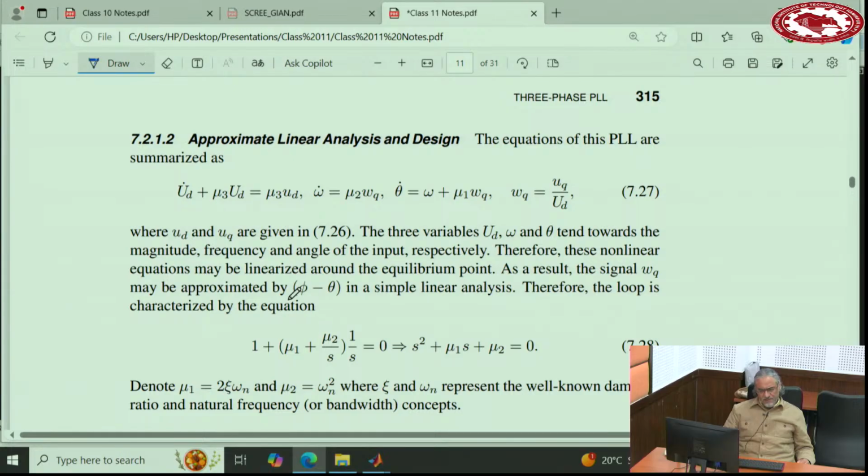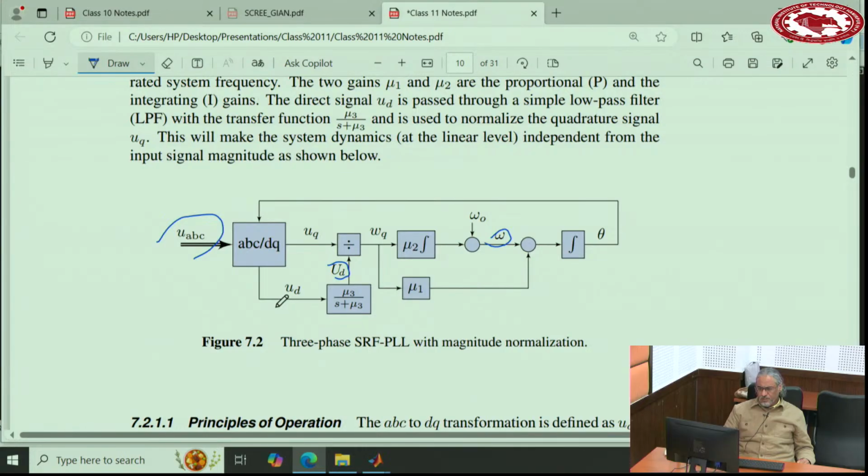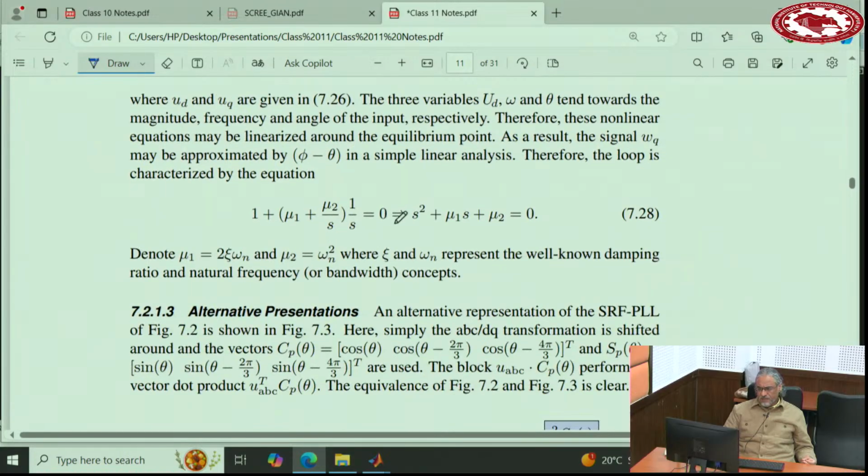Approximate linear analysis. This is for the sake of design of the parameters. This circuit has 2, or you can say 3 parameters, mu1, mu2, mu3, like a single phase PLL that we discussed yesterday. So for the design of mu1, mu2, mu3, you can go to a simple linear analysis, and then you derive a transfer function or a characteristic equation. And by comparing this characteristic equation to a standard second order equation, you will find how much is mu1 and how much is mu2.